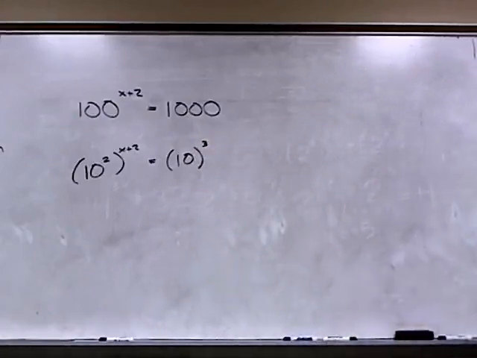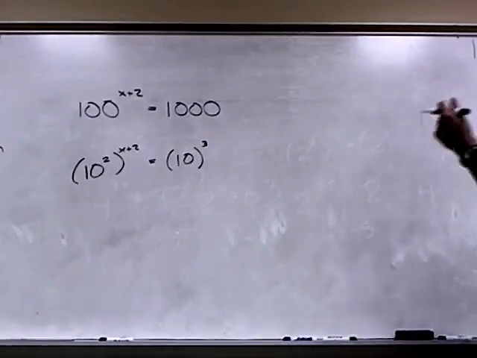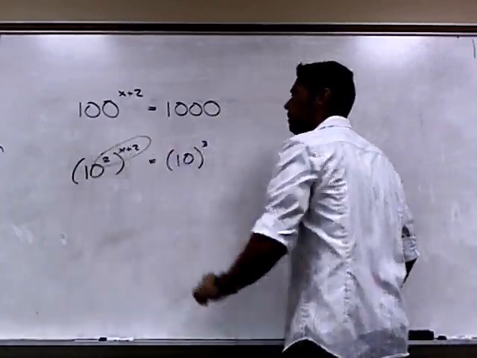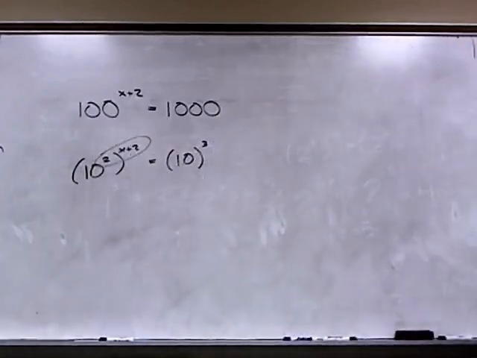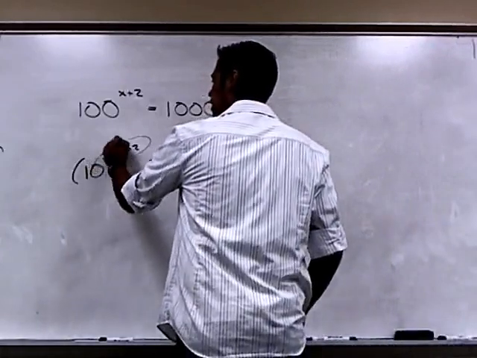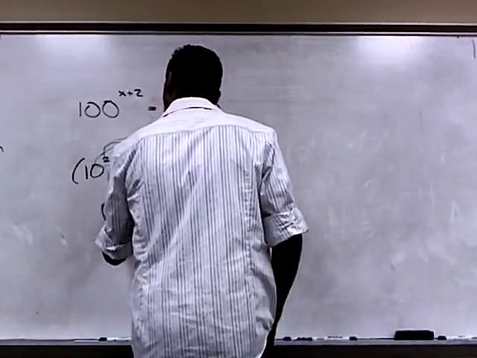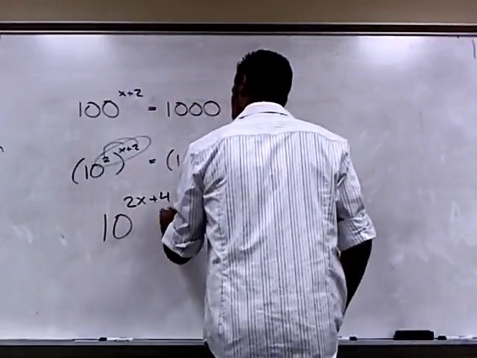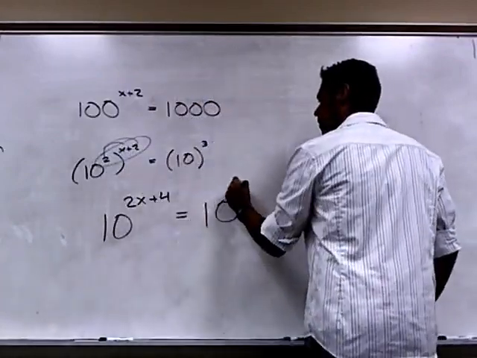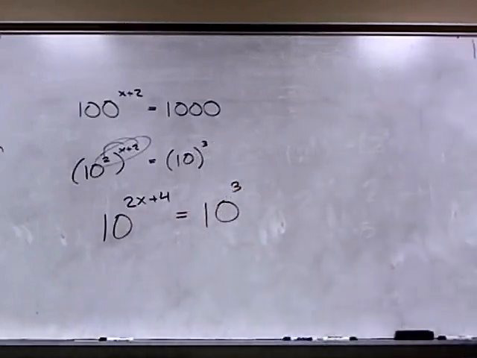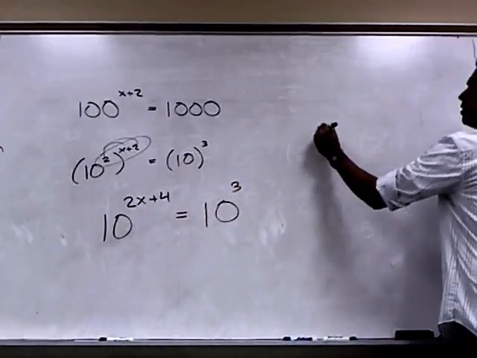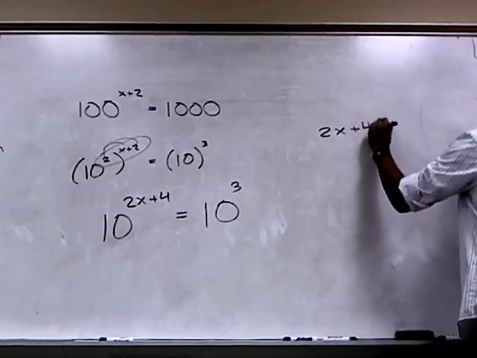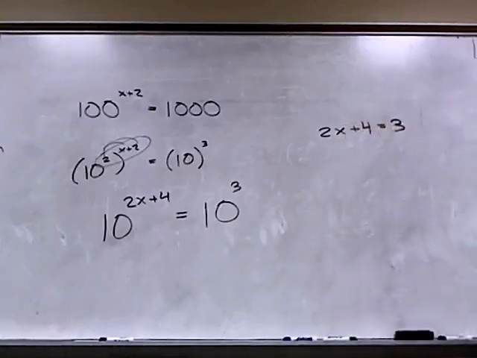What do I still need to do here? Multiply the exponents on this one, right? Multiply that. What's 2 times x plus 2? 2x plus 4. You have to distribute. That 2 is going to go to both of those. So you get 10 to the 2x plus 4 equals 10 to what power? Third. Now I have the same base, right? So that means that the 2x plus 4 must equal what? 3. Now that's just a linear equation. You solve that for x.